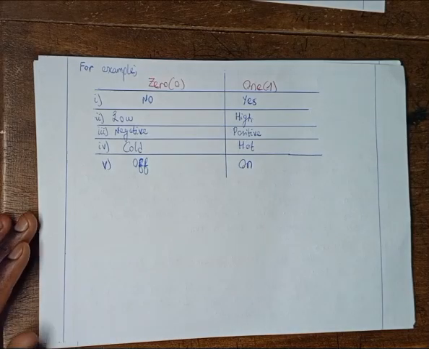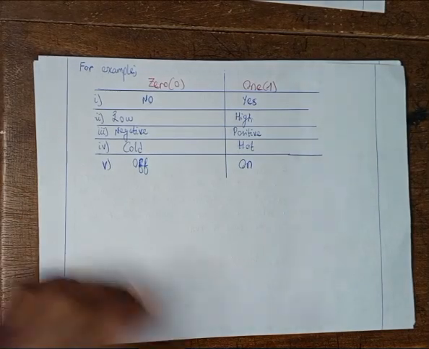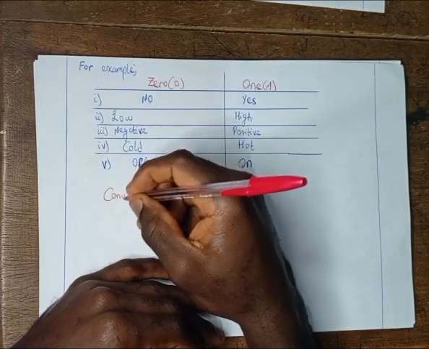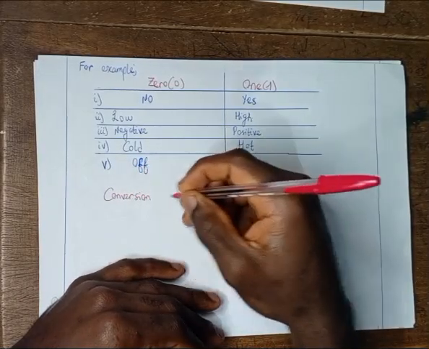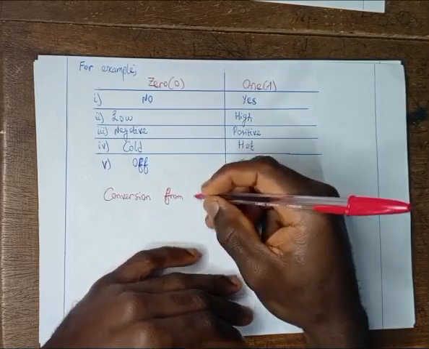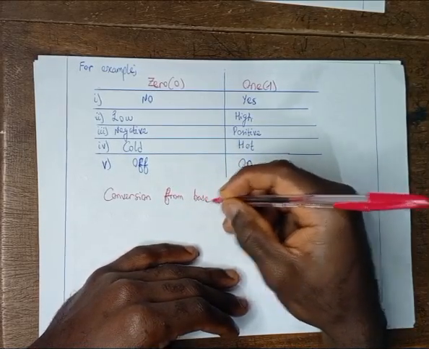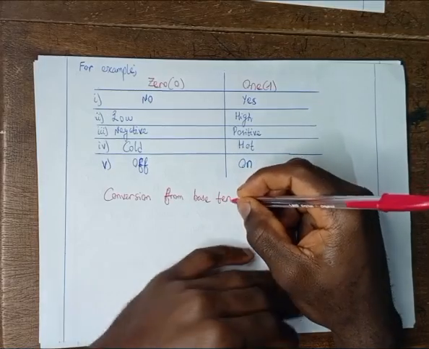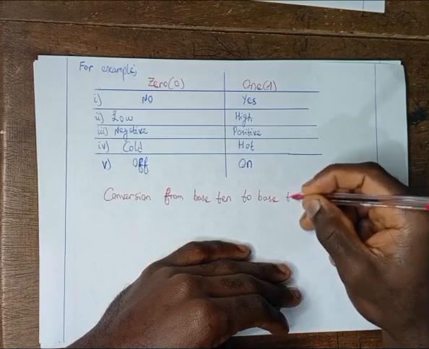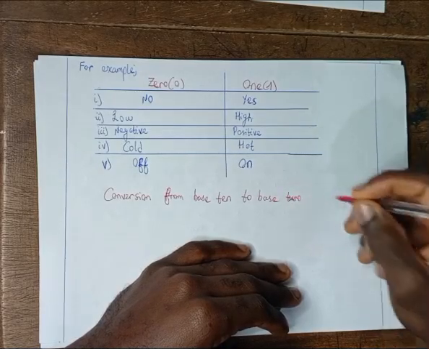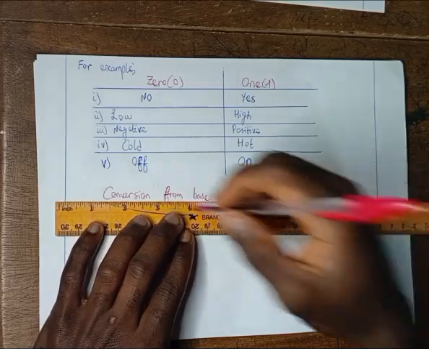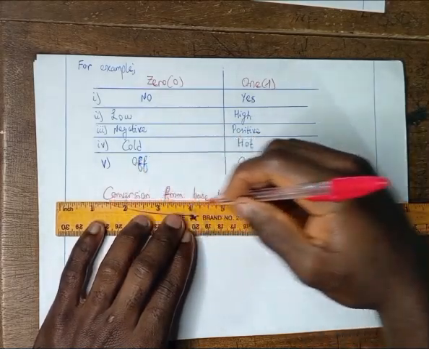Next, we are going to take now a subheading, which is conversion from base 10 to base 2. Conversion from base 10 to base 2 means if we are given a number in base 10, we can change that number to base 2.